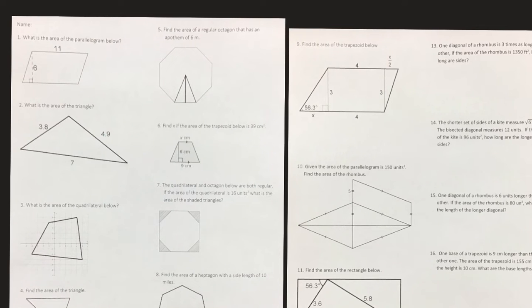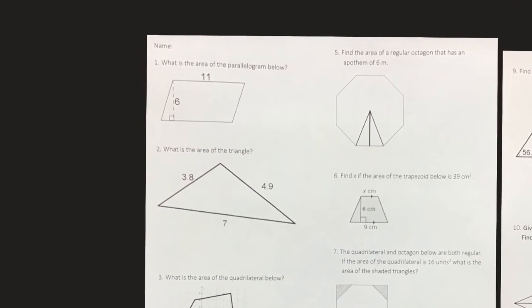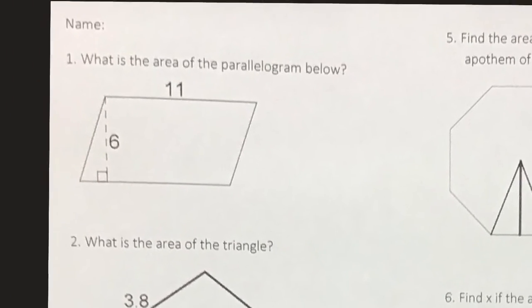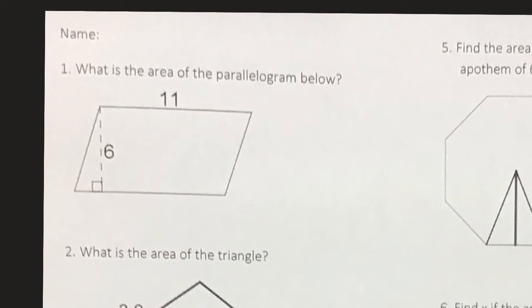So here we are trying to review for this test over quadrilateral area and polygon area. Hopefully you know all of your formulas because it's basically just a formula test. Starting with number one, what kind of a shape is it? Oh, it tells you what kind of a shape it is. It's a parallelogram. And the area formula for a parallelogram is just base times height.